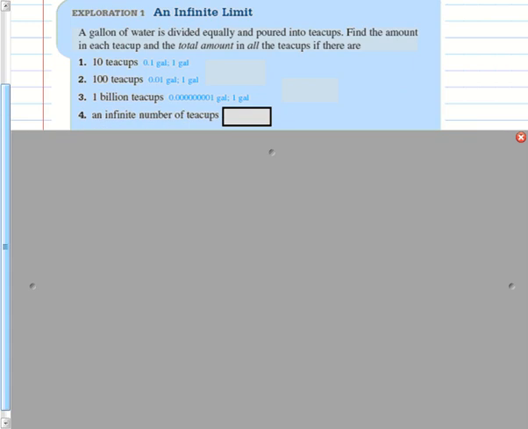An infinite number of teacups. Think a minute. 1/infinity is the idea we're working on. 1/n, n being the number of teacups, is what I have in each teacup, right? But now I'm taking this n. What's the limit of this as my n approaches infinity? Can you tell me what that equals? The limit means what number will this approach as this n gets bigger and bigger and bigger? 0, right?